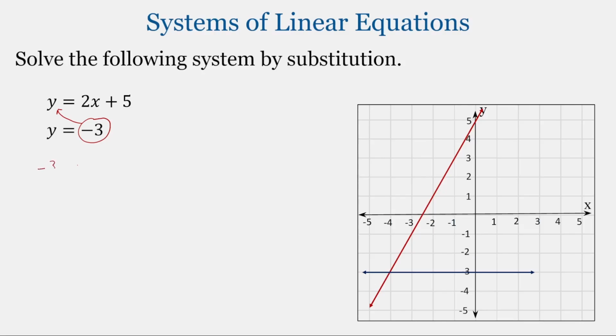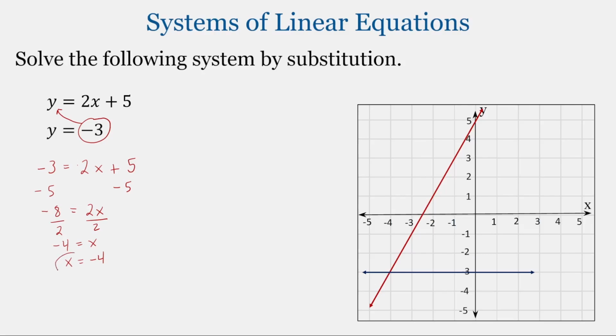This gives us negative 3 equal to 2x plus 5. Well, now we have one equation with one unknown variable. So we're going to solve for that variable. To solve for x, we're going to first subtract 5 from both sides. This gives us negative 8 equal to 2x. And then dividing both sides by 2, we end up with negative 4 equal to x. And then I'll rewrite this as x equal to negative 4.